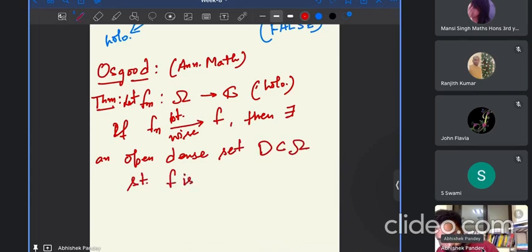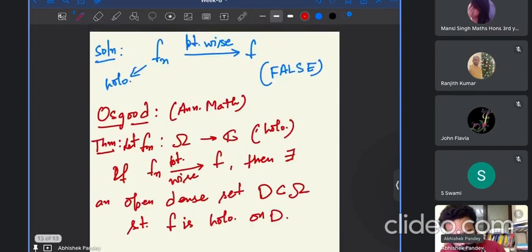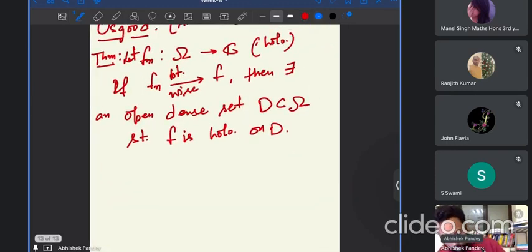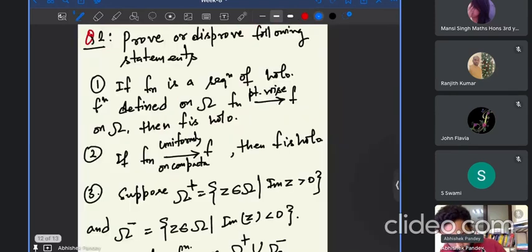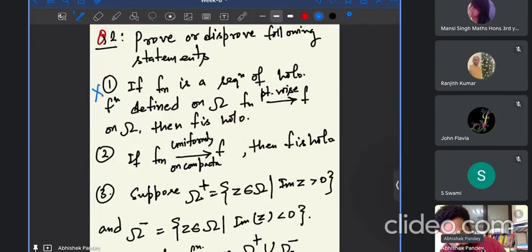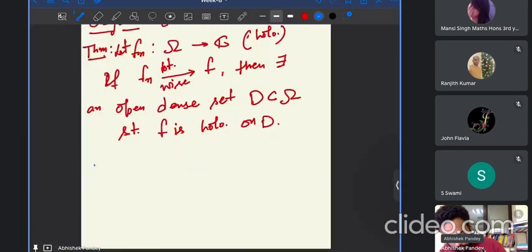So it means that if fn converges to f pointwise, obviously you cannot say that f is holomorphic throughout the domain omega. But what you can say is there exists an open dense set on which f is holomorphic. This is just for your information. So the first thing is not true. Second thing, let us see.